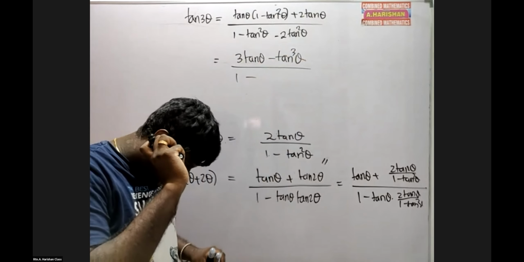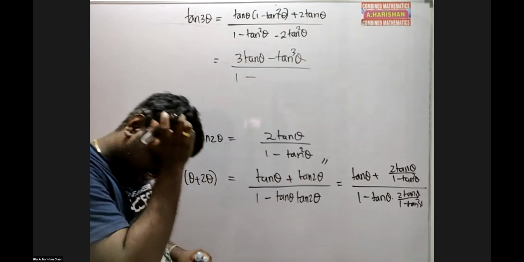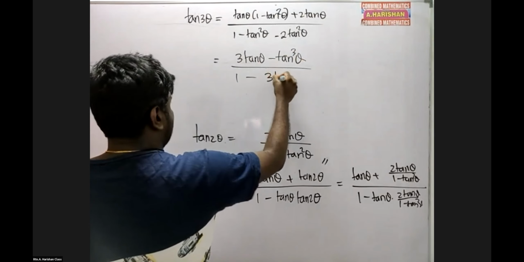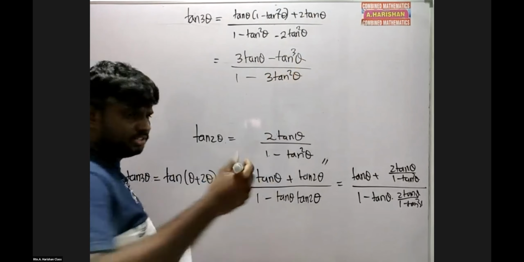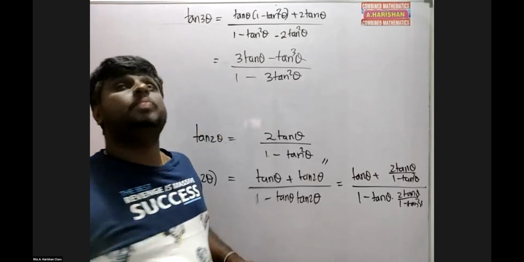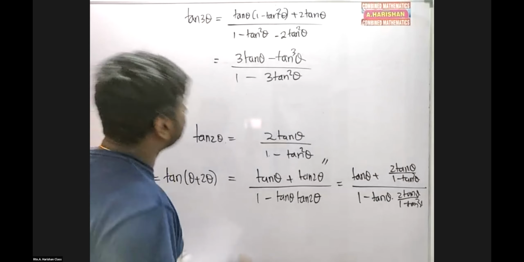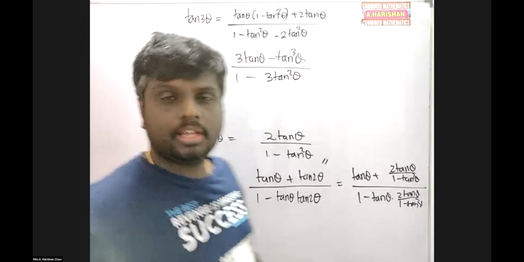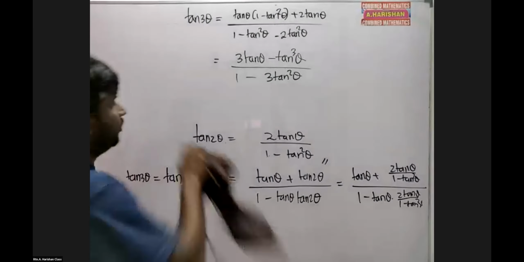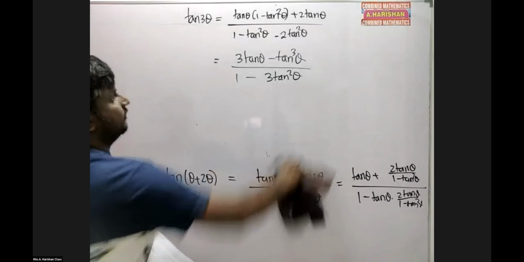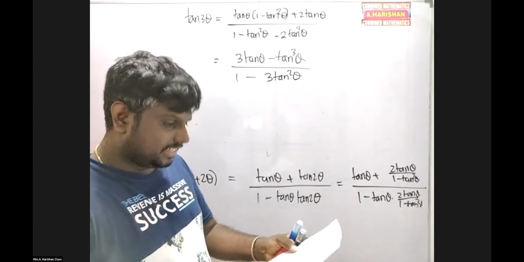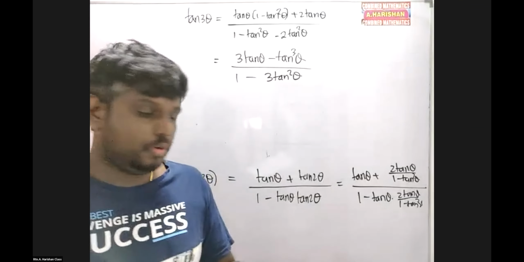Oh my goodness. 1 minus 3 tan square theta. This is not chalk, actually, it's a marker. How did it happen? Maybe from somewhere else. Okay, read this. Right. So that's it. So you will be getting full marks.